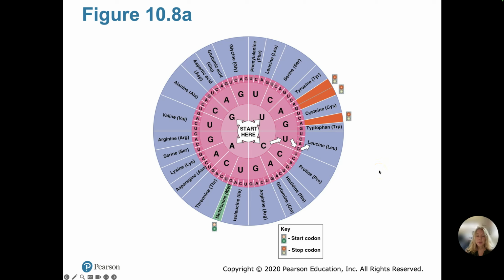I'm going to go through one more example now. We'll have a few later on. Let's say we have CAU. So starting here, we have C, A, and then U right here would give us histidine or HIS. So that is how you use this figure to determine, based on the codon, the three mRNA base pairs, which amino acid is coded for.